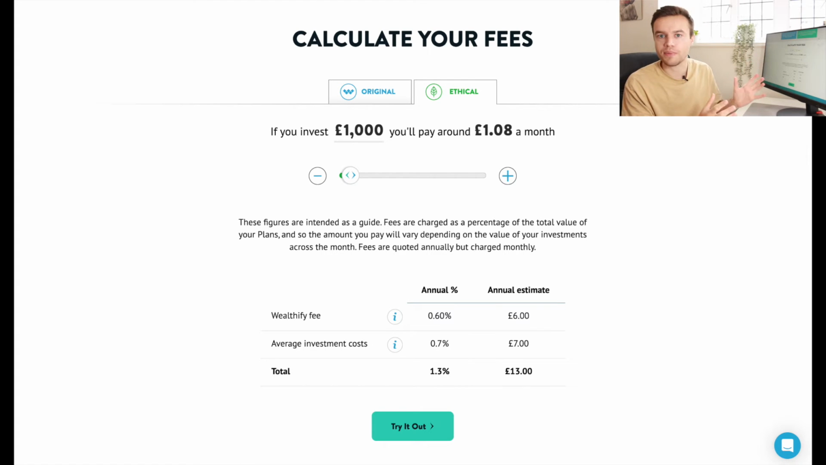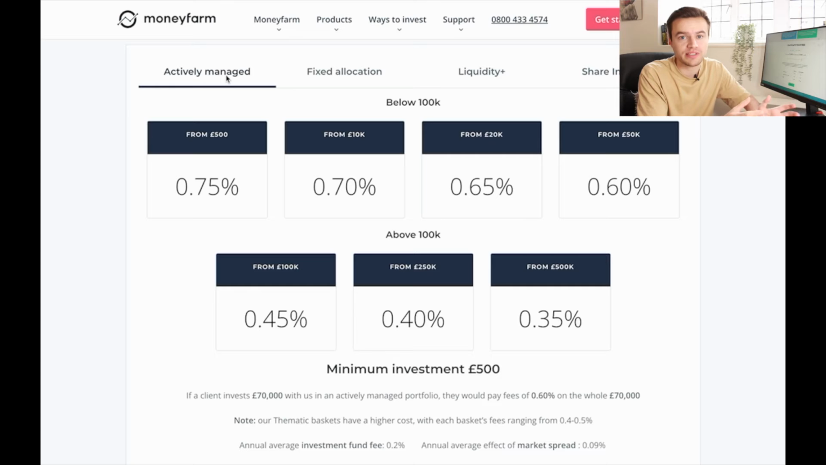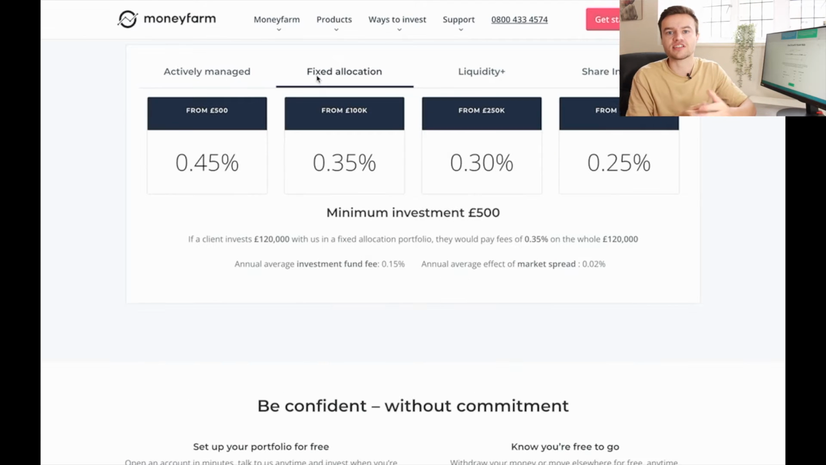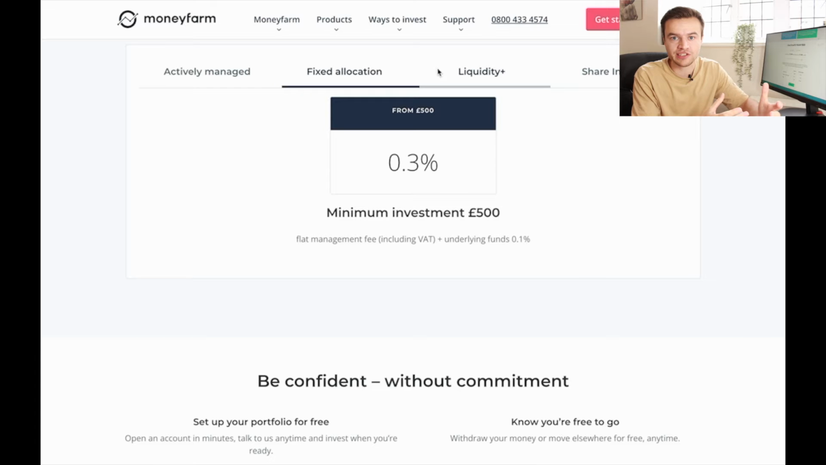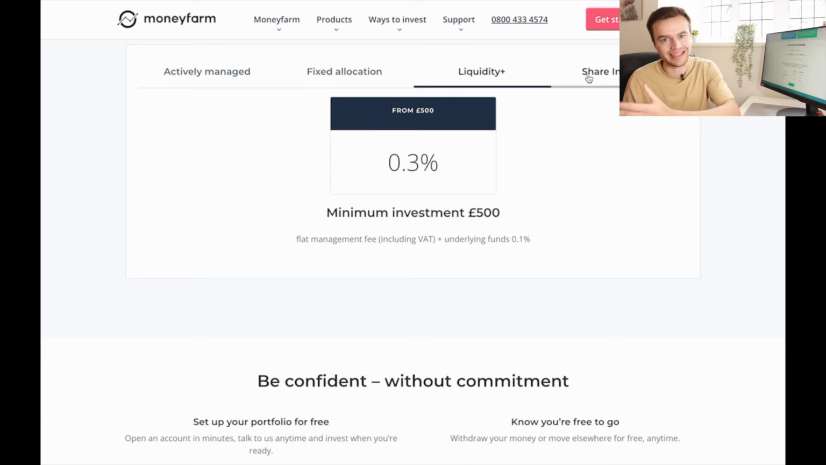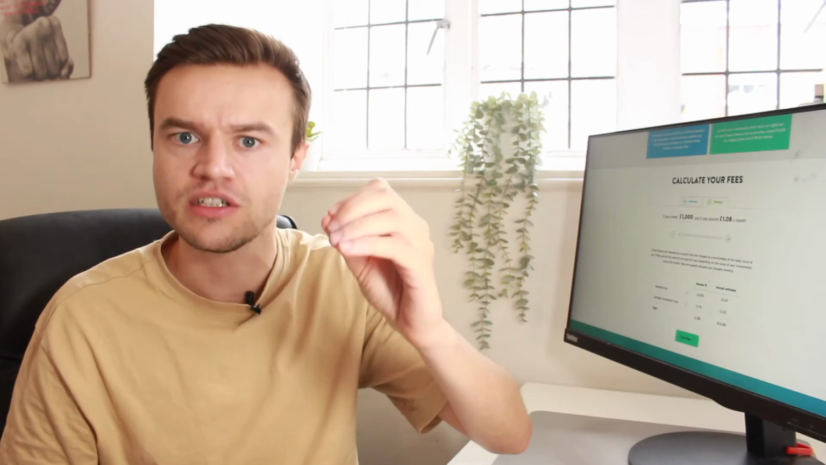And in terms of how it compares to other robo-investing platforms, Money Farm and Nutmeg have much more complex fee structures, which work on a sliding scale from 0.3% to 0.75% as a platform fee. And that sliding scale is dependent on the investment plan you choose and how much you invest. So it's more complex. And in terms of that fee range, Wealthify is sitting kind of in the middle in terms of 0.6%, but it also benefits from being much more simple.